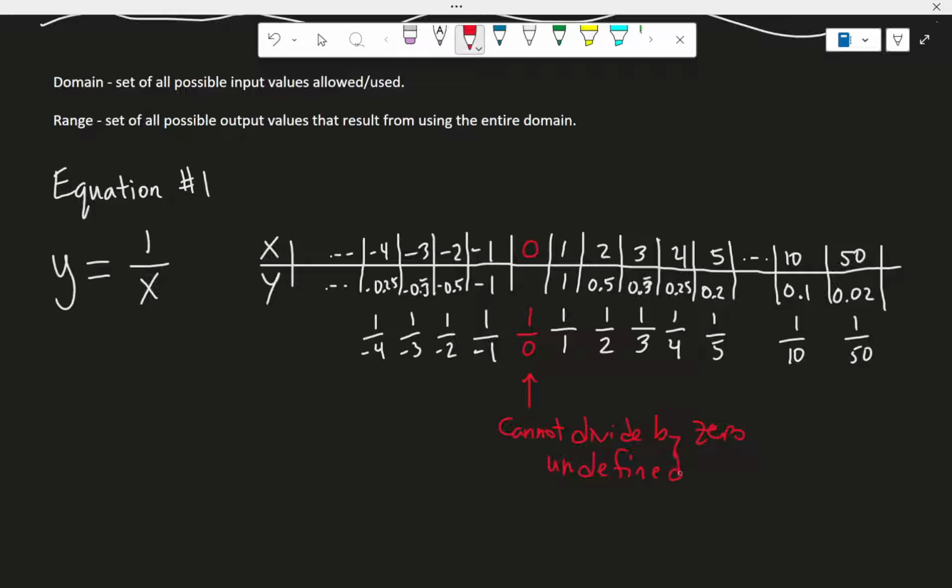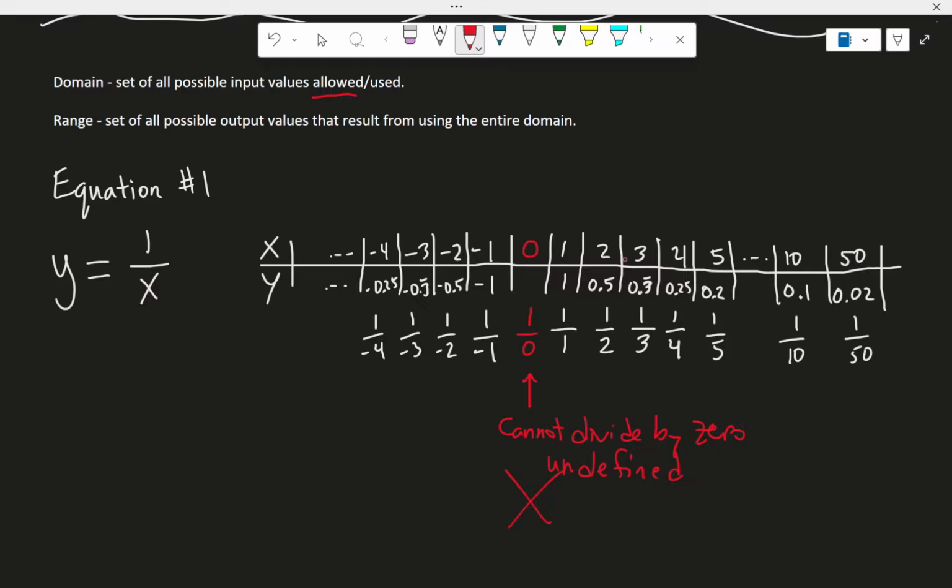And so we don't want to do this. So it's like, not possible. It's actually not allowed, right? The domain is all possible values that are allowed or that we can use. Well, we can't do this. So 0 is not part of our domain, okay?